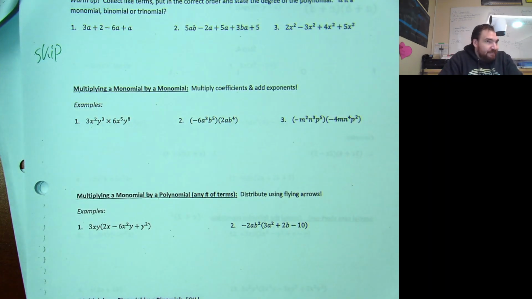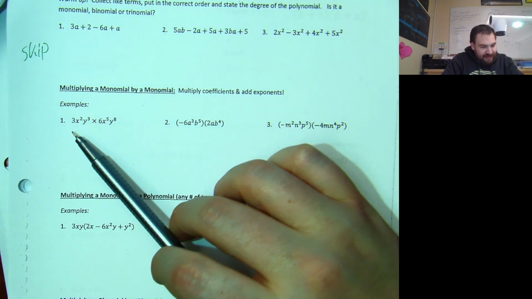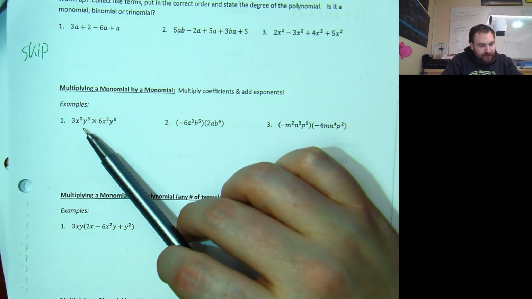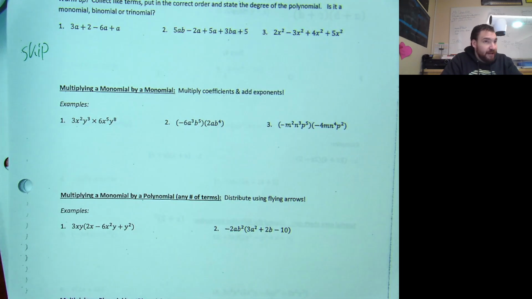You've kind of done some of this already too. The exponents are going to get a little bit bigger, but ultimately, if you combine what we did in the exponents unit with what we did in the equations and inequalities unit, you've seen some of this stuff already. If I had something like this, 3x squared y cubed times 6x to the 5 y to the 8, and I want to multiply those things together, what am I going to do? What is the technique for this?